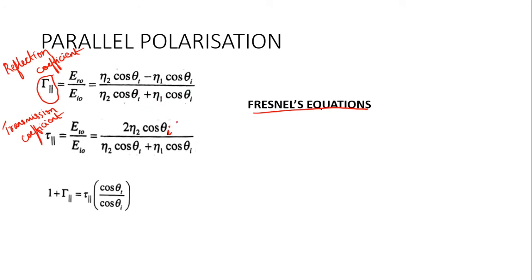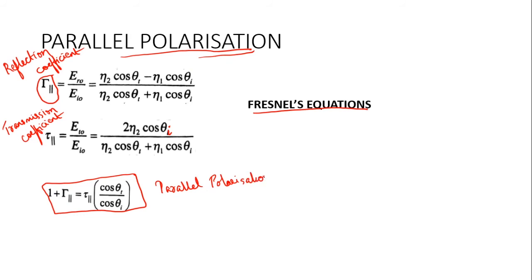So you have to learn these two equations, and this is valid only for parallel polarization. It is not the same in the case of perpendicular polarization. And another equation: in normal incidence we learned that 1 plus the reflection coefficient is the transmission coefficient. Here it is 1 plus the reflection coefficient is the transmission coefficient into cos theta t by cos theta I. This is also valid only in the case of parallel polarization. Okay, so I hope the equations are clear.